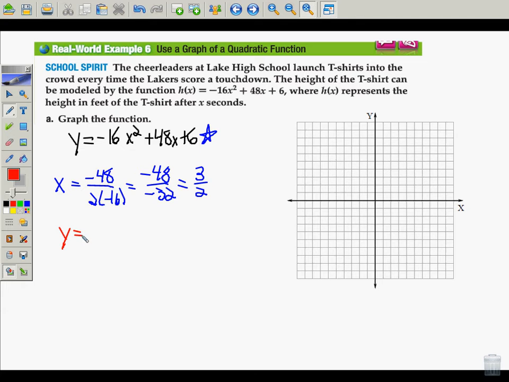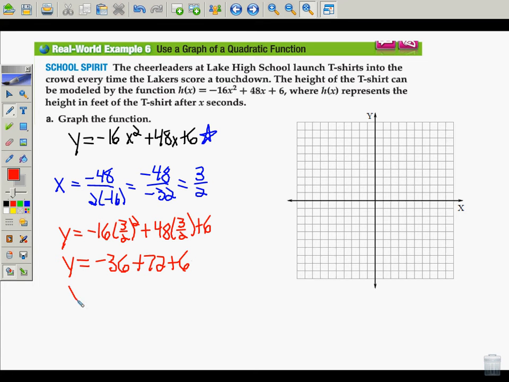Now I'm going to plug in 3 halves into my equation to find out what the y value of my vertex is. So I get negative 16 times 3 halves squared plus 48 times 3 halves plus 6. Negative 16 times 3 halves squared is negative 36, plus 48 times 3 halves gives me, sorry, not 24, 72, plus 6. Then combining like terms, negative 36 plus 72 is 36, plus 6, I get 42.